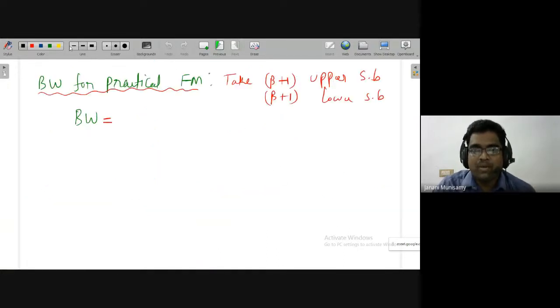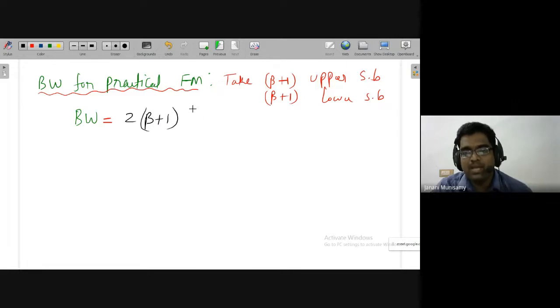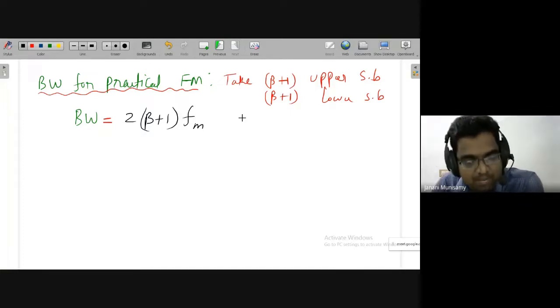So if you take beta plus 1 upper side band and beta plus 1 lower side band, totally we will be taking 2 times of beta plus 1 components. Each is spaced at the spacing of fm. So finally our bandwidth is 2 times of beta plus 1 fm.